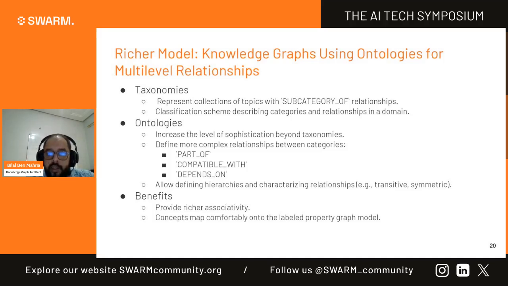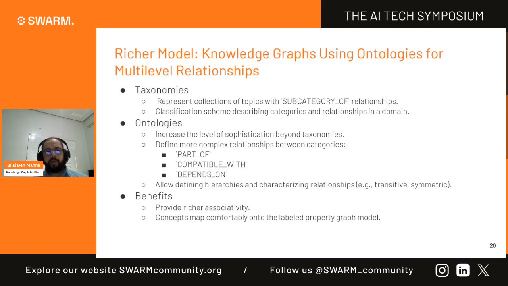Okay, now as you can see, the taxonomy represents only the collection of topics with subcategories, parent-child relationships, our classification type that we can use in order to group a set of instances together and give them a label. But in fact, in order to increase the level of expressivity of the graph, we need to jump into another organizing principle, that is the ontology.